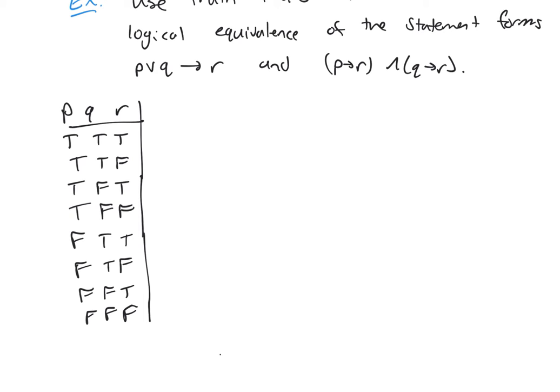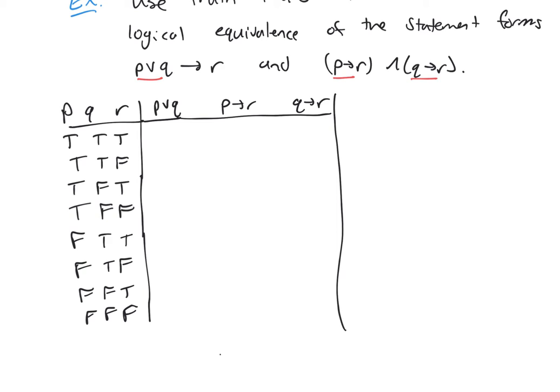So let's see, what are we going to need? Well, I'm going to need P or Q. I'm going to also need if P then R, if Q then R. So let's go ahead and make all of those columns. Okay, let's start with P or Q. You're going to look at the P column, look at the Q column, and put an or between them. So it'd be true, true, true, true, true, true, and then the last 2 rows would be false because they're both false.